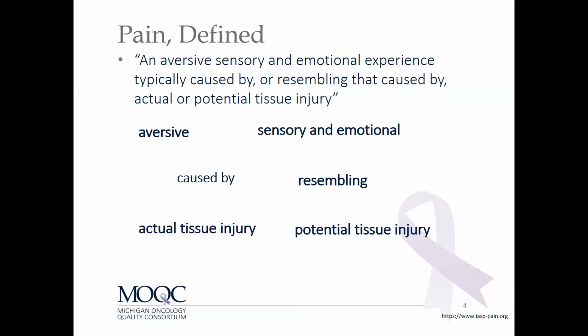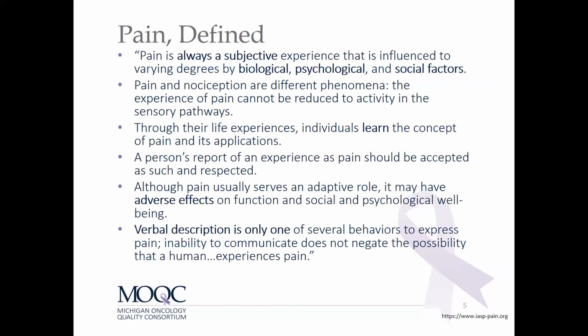One that I'll throw out to you as an example of resembling potential tissue injury is fibromyalgia. We know that patients with fibromyalgia experience pain, but they don't have any injury behind that pain from a physical standpoint. We know that there's something going on within their central nervous system, but there's not actual tissue injury that's causing that.